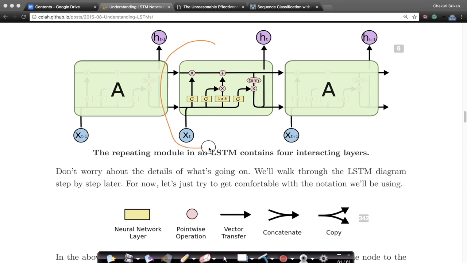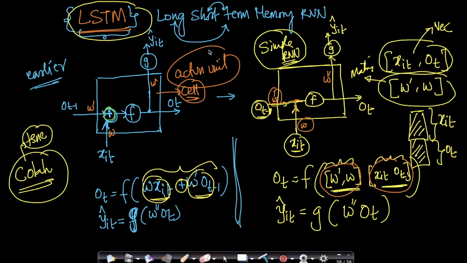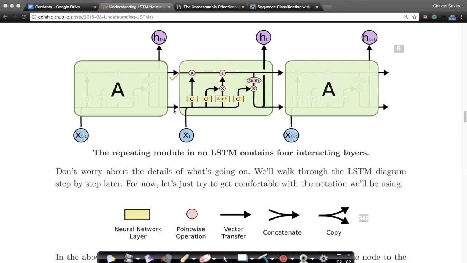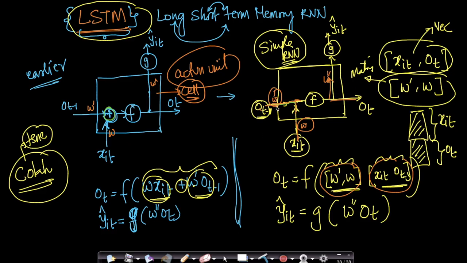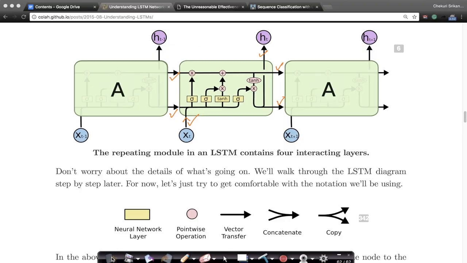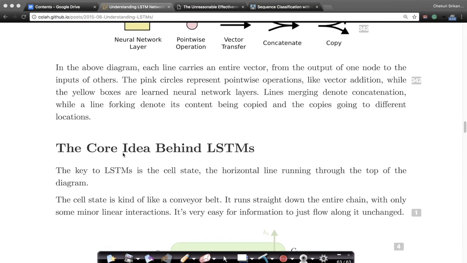This might look too daunting initially. I'll explain what these inputs and outputs are. Unlike your simple RNN, where you have two inputs and two outputs, here you have three inputs and three outputs. We'll see what they are. Don't worry, we'll understand them very, very slowly. Let's go step by step.